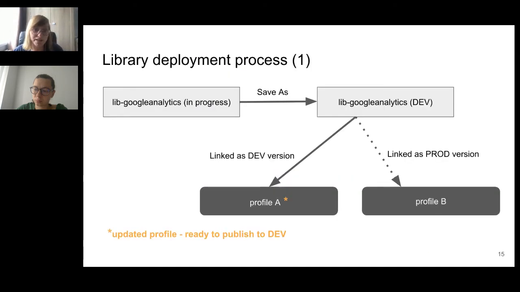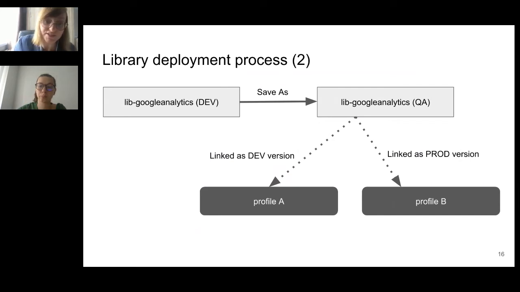And this brings me to the deployment process. So that's my ideal deployment process. Once you have a Google Analytics library which is in progress, let's say I've just added a couple of custom dimensions and a couple of custom metrics, I can save this as a deployment version. And then I'm going to test it on profile A. So I need to link it to profile A in the version. These changes won't be included in profile B because this one is linked to the production version of this library. So that's why I'm going to test only on profile A.